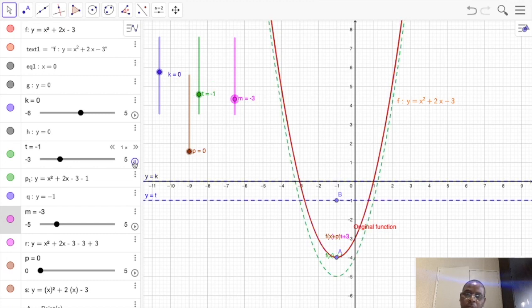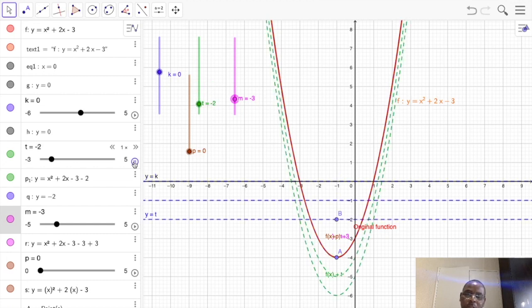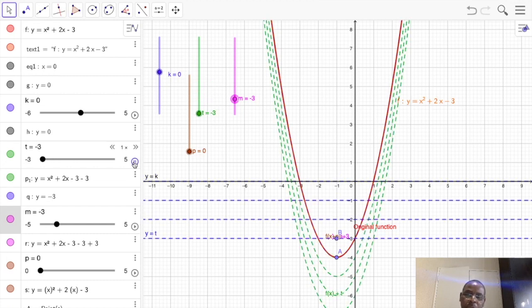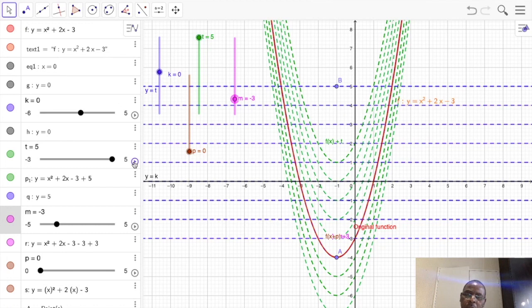If I draw that graph, those are the many different positions for the graph of f of x plus t. We want f of x plus t and y is equal to 0 to touch only once. That is the only time we can get equal roots. So equal roots are found when the graphs intersect only once.